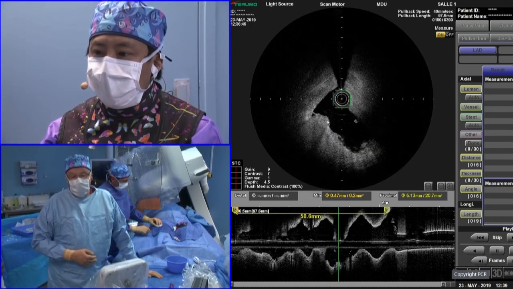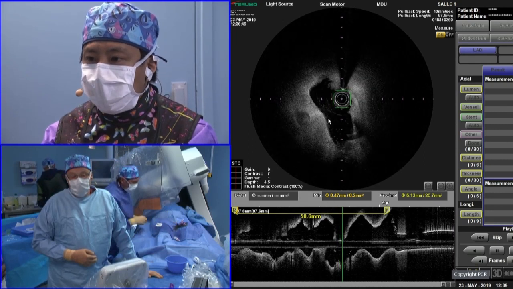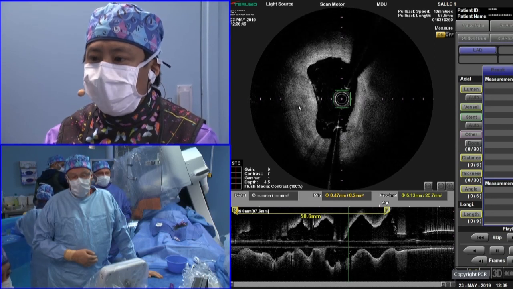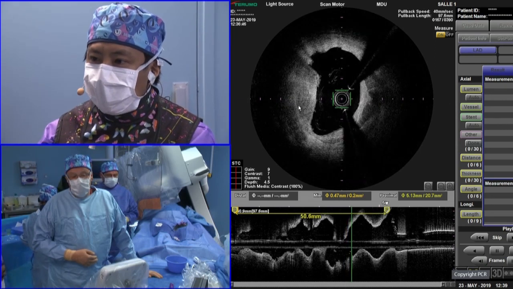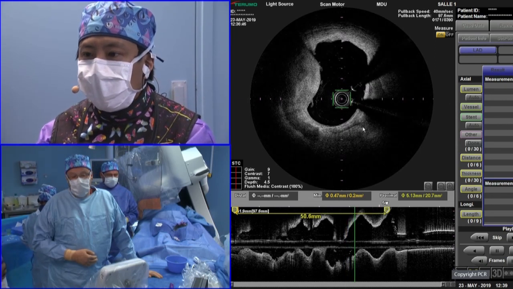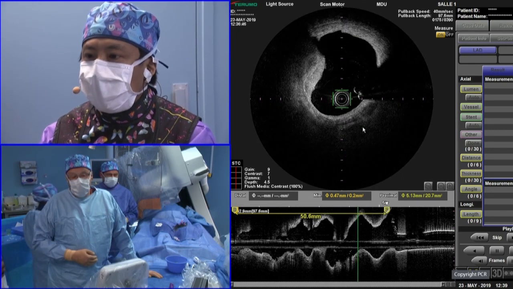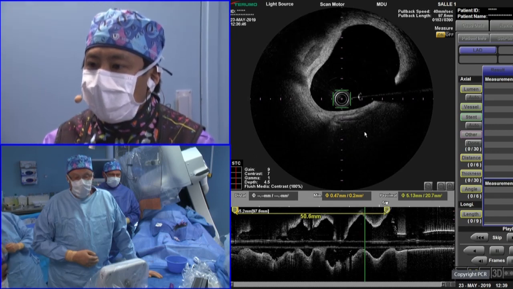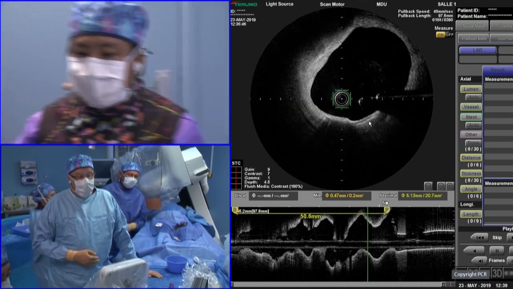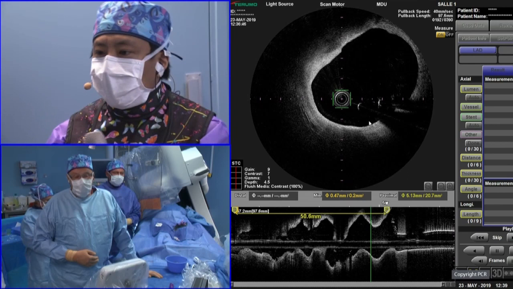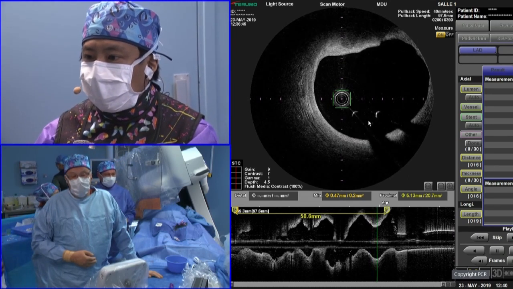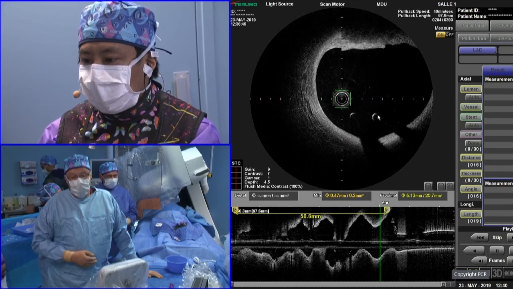I think there was a dissection probably caused by the preparation. The tissue is more or less fibrous. We don't see too much calcification. Here we see some chunk of calcium. And then here you see the other wire. So it's also a very large vessel. I think it's 5 millimeter in the left main.